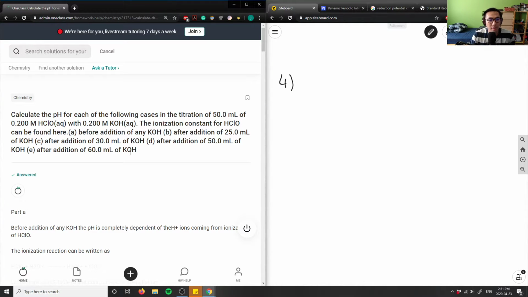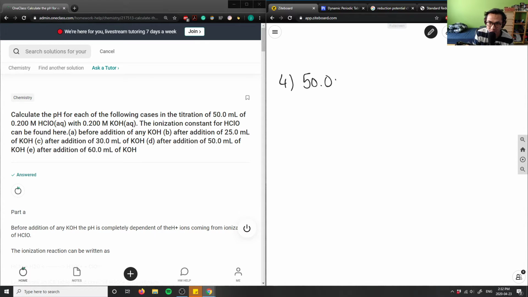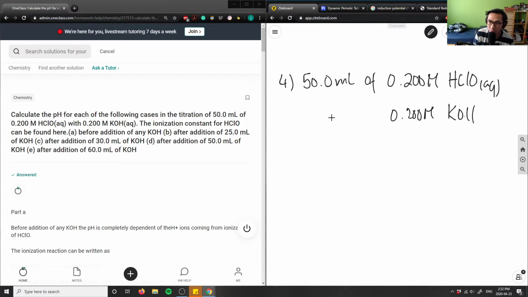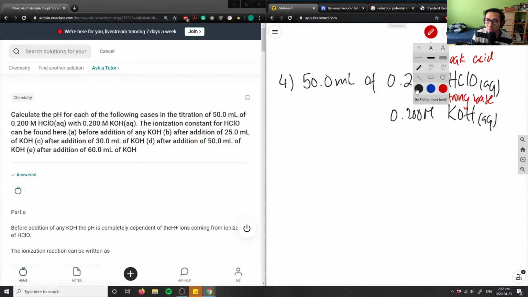No problem, David. Okay, so let's see here. Titration of 50 milliliters. Let me just write out these constants here. So I have 50 milliliters of 0.200 molar hypochlorous acid, and then 0.20 molar KOH, which is potassium hydroxide. So this is a weak acid, strong base titration, right? Hypochlorous acid here is a weak acid, and then I have a strong base. So, a classic weak acid, strong base titration.